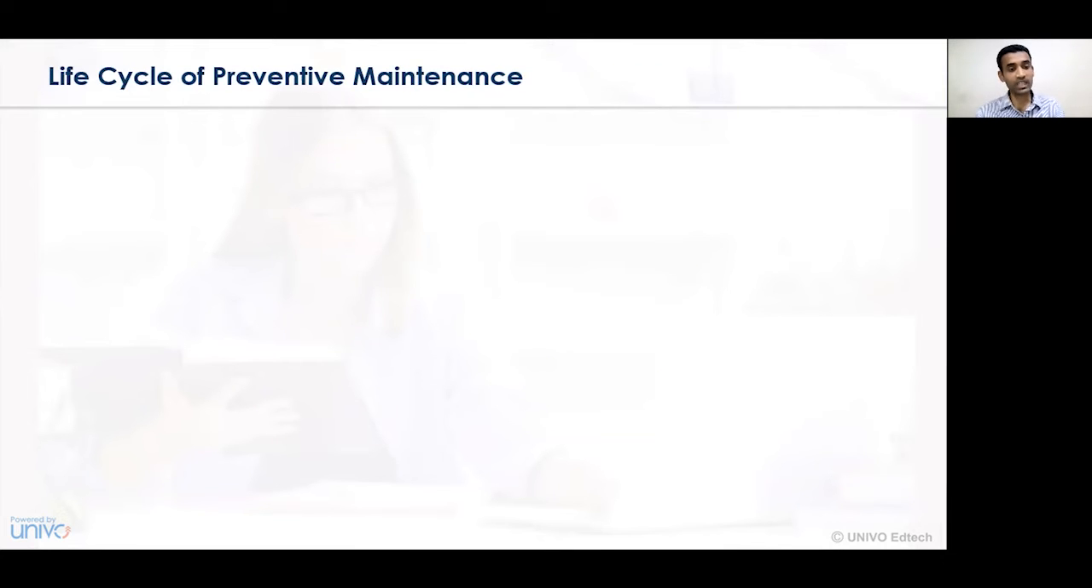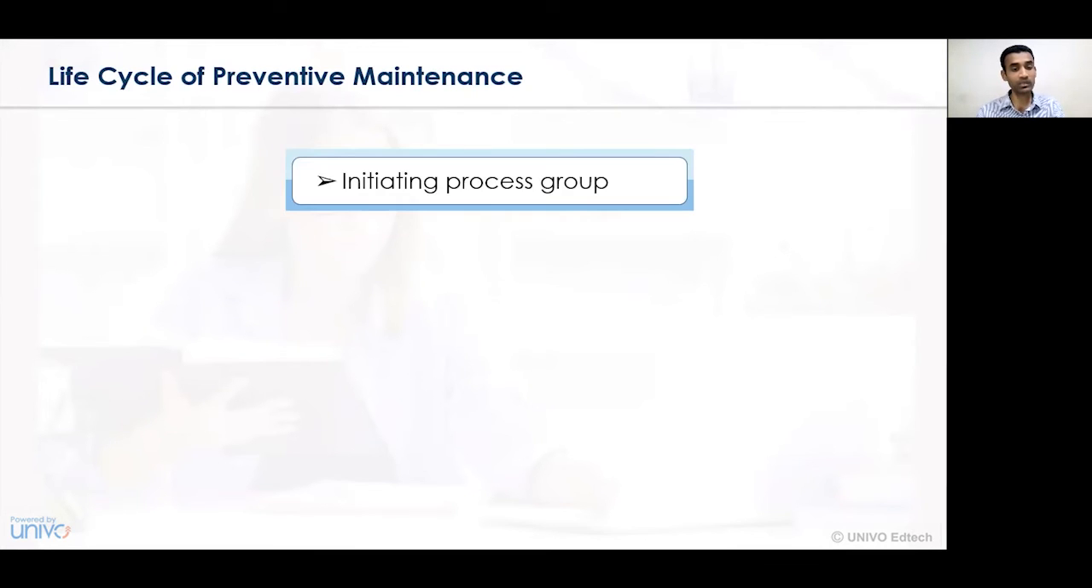Now let's understand the life cycle of preventive maintenance. The life cycle of preventive maintenance is undertaken at various stages or steps. The first step in the preventive maintenance life cycle is initiating the process group. We must have a process group in existence, and we must initiate a certain activity as to how those activities can be conducted in a certain process group.